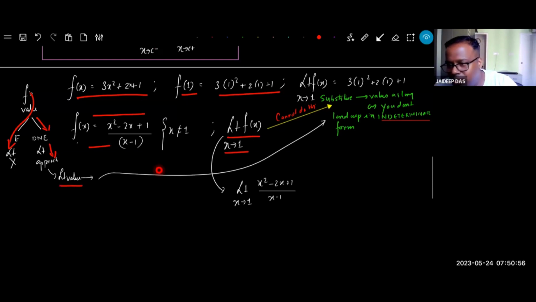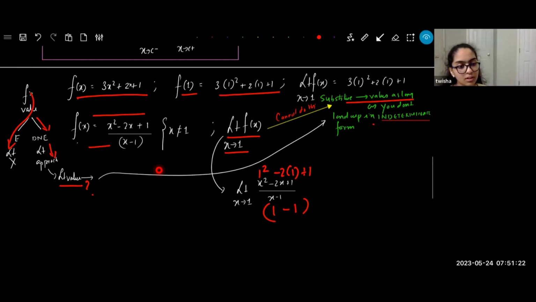But at the end of the day, what is the limiting value? You say, sir, you said I am free to substitute the value and calculate just like f(1), as long as I don't land up in indeterminate. So let us substitute. You put 1 squared, you put 2 into 1, you get a 1, but you are in indeterminate. You can't substitute the limit straight away. Have you understood now? Yes.